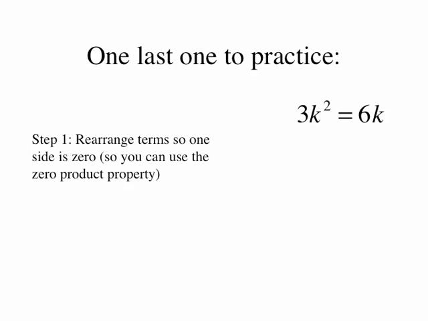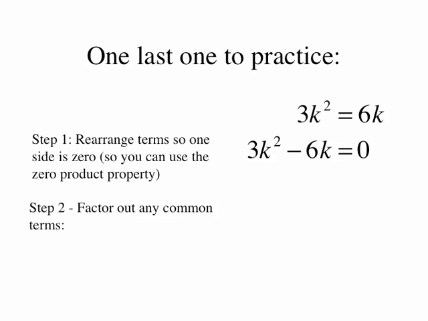Let's practice using this strategy to solve another equation. 3k squared equals 6k. So step 1 is we're going to rearrange these terms so that we have an equation that's equal to 0. Why are we doing this? Well, we want one side of our equation to be equal to 0 so that we can use that 0 product property as part of our solving process. So I'm just going to subtract 6k from both sides. So I get 3k squared minus 6k equals 0.